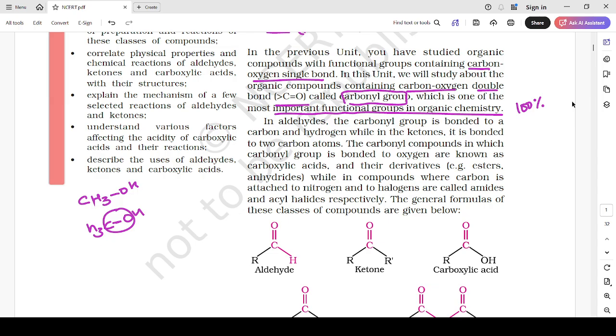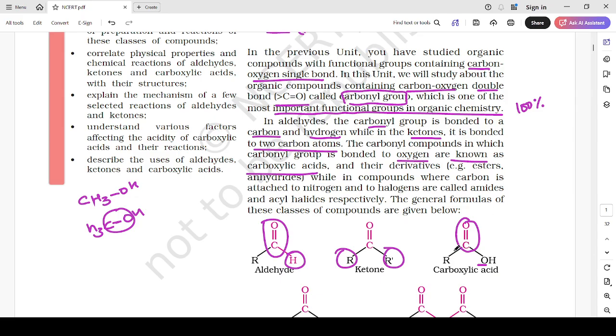In aldehydes, the carbonyl group is bonded to carbon and hydrogen. This is the carbonyl where I'm having hydrogen here. While in ketones, it is bonded to two carbon groups. There is no hydrogen. The carbonyl compounds in which the carbonyl group is bonded to oxygen are known as carboxylic acids. When the CO is bonded with oxygen, we call it a carboxylic acid.